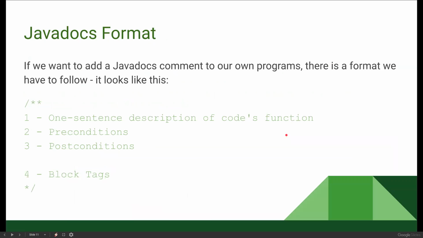So if we want to add a Javadocs comment to our own programs, there is a specific format that we're going to want to follow, and it looks like this. We've got our open and close. First thing we need is a description of what the code is going to be doing. Second, we're going to define any preconditions. Third, any postconditions. And fourth are any block tags.